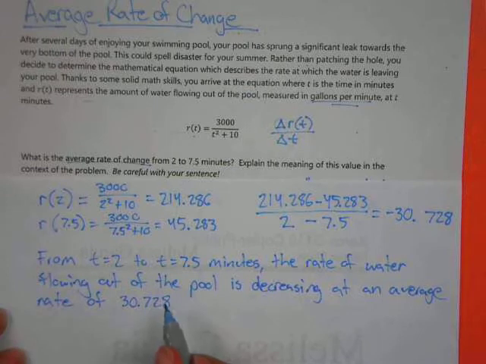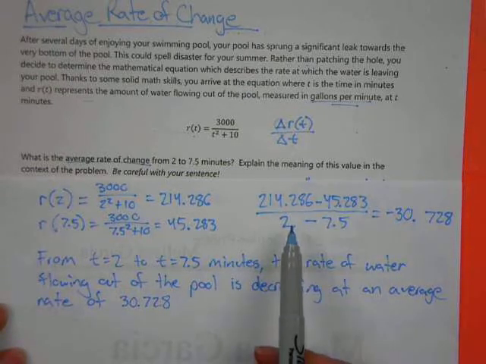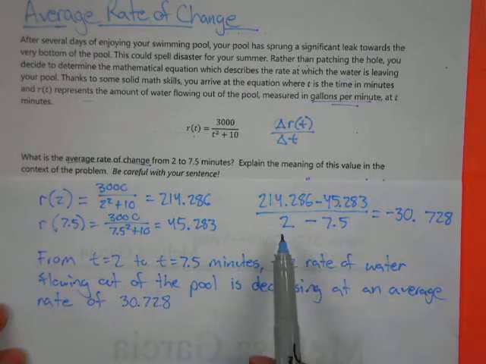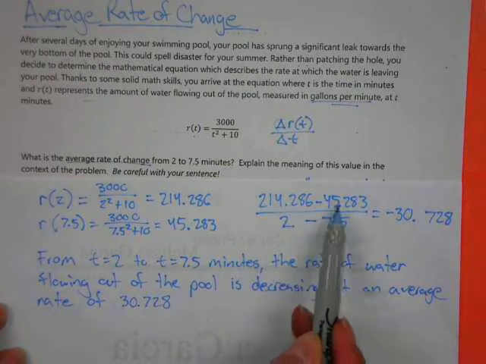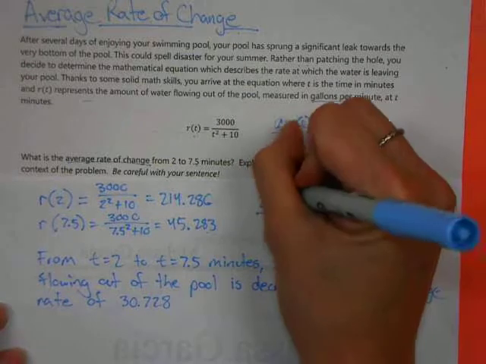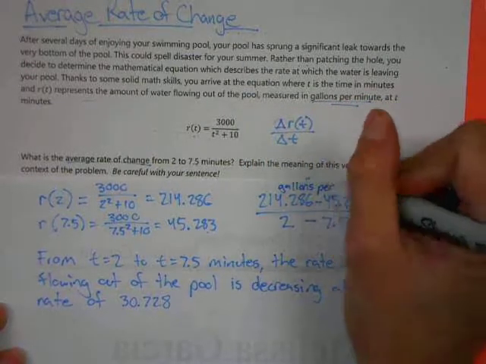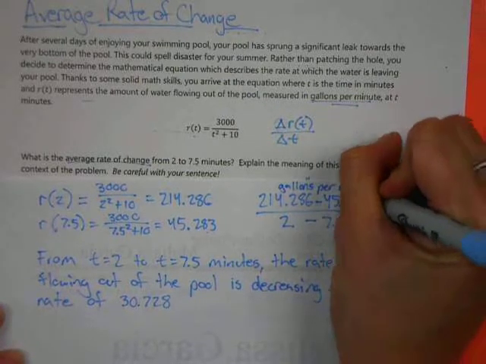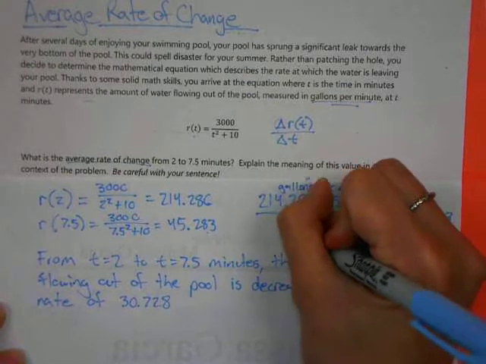So 30.728, what? Now let's take a look up here for our units. We can always think of what the units are on the top divided by our units on the bottom. The tough part about this problem is that these up here were already rates. R of t was a rate. So this was already measured in gallons per minute. We might be used to it just being something like gallons or miles, but this was gallons per minute on the top. And then 2 and 7.5 were minutes on the bottom.